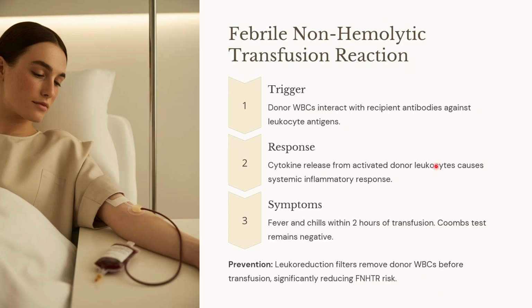How will we prevent this? This can be prevented by leukoreduction. It is a process that removes or reduces the number of WBCs from the blood components before transfusion. So when the WBCs are fewer, the chances of the WBCs interacting with the recipient's antibodies and producing the cytokines which initiate the systemic inflammatory response are also less. So therefore this can be prevented with leukoreduction.